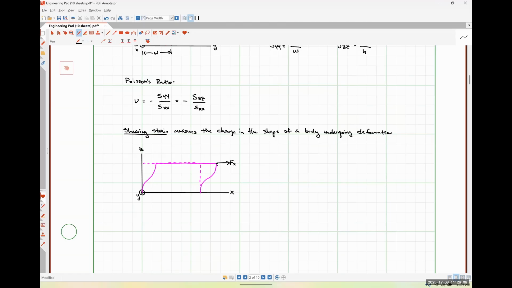So this distance from here to here was our height. And this distance from here to here was our change in X. And we're going to define our shearing strain mathematically, S_zx, as the change in X divided by our height.